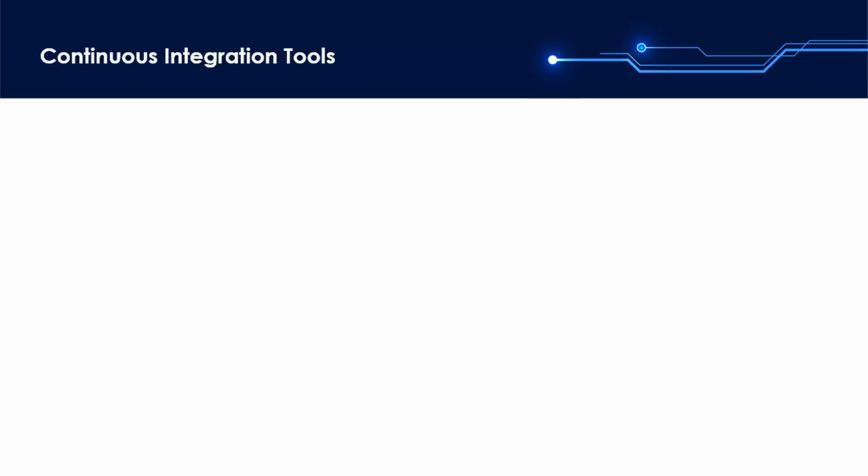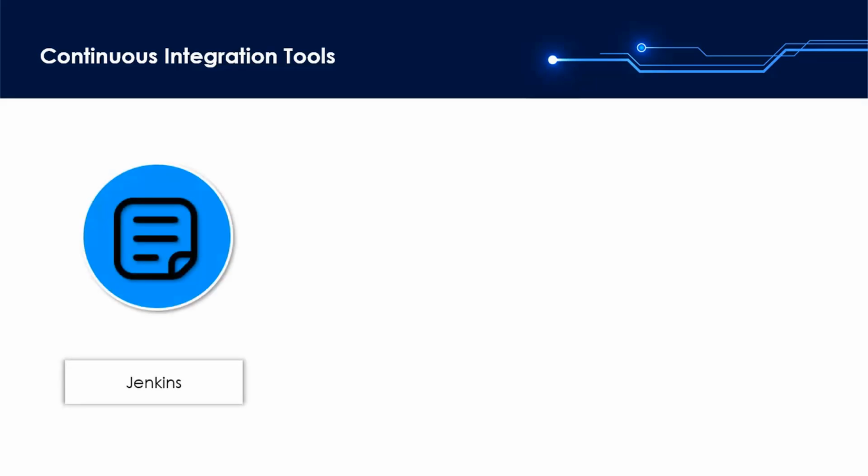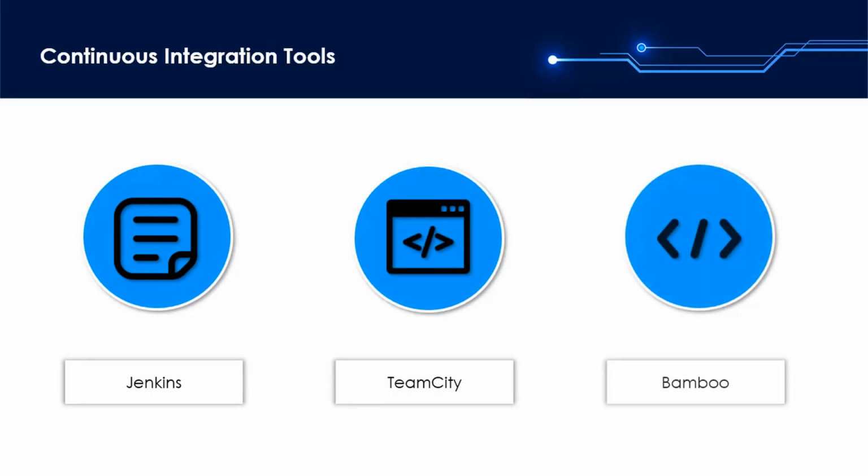Now that we've recapped what continuous integration is and how it works, let's explore some of the prominent DevOps tools that we can use to implement continuous integration in our software development workflows. There are various tools that we can use to implement continuous integration, of which the prominent ones include Jenkins, TeamCity, and Bamboo. We'll explore the features and capabilities of each tool in the following slides.